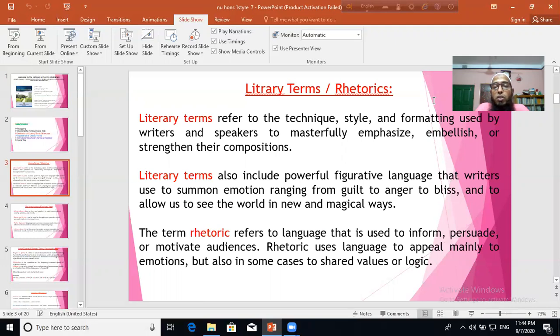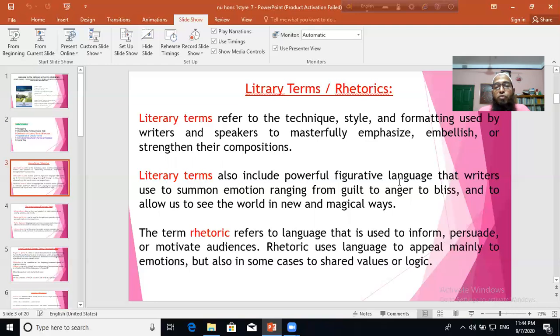Literary terms refer to the technique, style, and formatting used by writers and speakers to masterfully emphasize, embellish, or strengthen their compositions. So you see, literary terms mean technique, style, and formatting used by writers and speakers. So an orator, a speaker, also uses literary terms in his or her speech masterfully. Why do they use them? To emphasize, embellish, or strengthen their compositions.